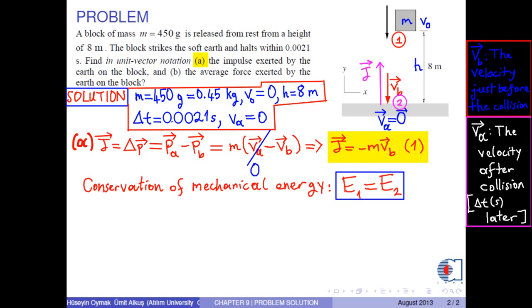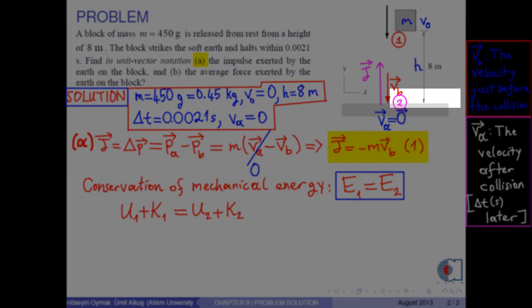Now, the conservation of mechanical energy states that the initial mechanical energy of the block is equal to the final mechanical energy of the block. E1 is the energy at position 1 and E2 is the energy just before hitting the ground. Namely, the sum of the initial potential and kinetic energies of the block equals the sum of the final potential and kinetic energies of the block.